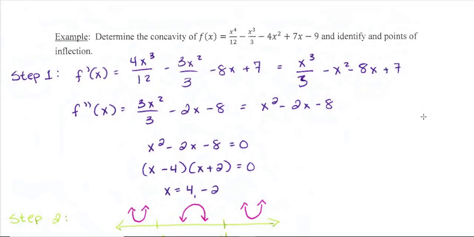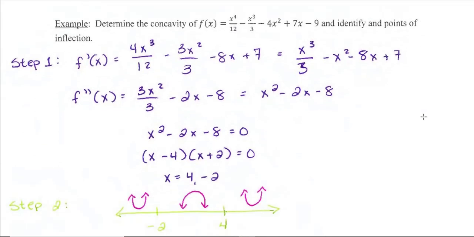Let's look at another example. We'll determine the concavity of x to the 4th over 12 minus x cubed over 3 minus 4x squared plus 7x minus 9, and identify any points of inflection again.